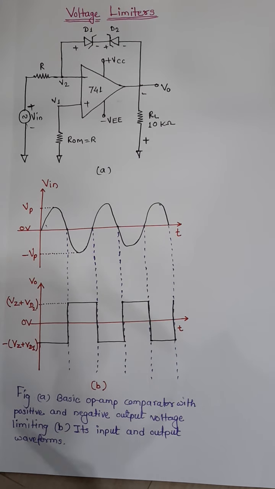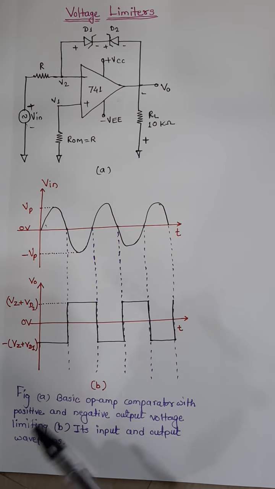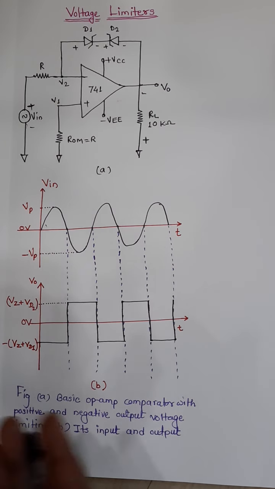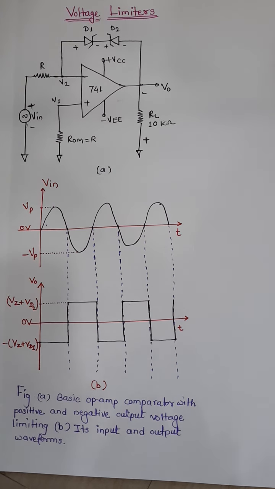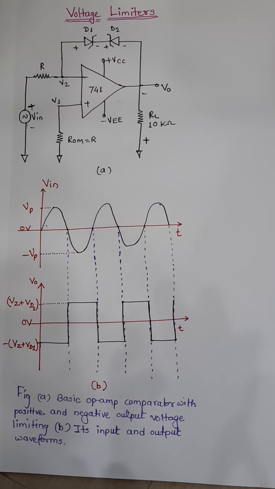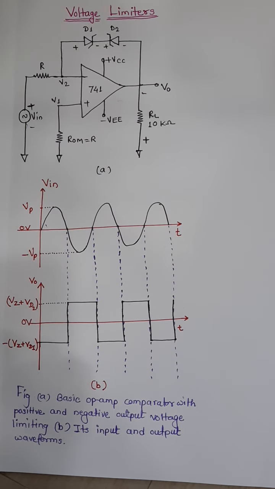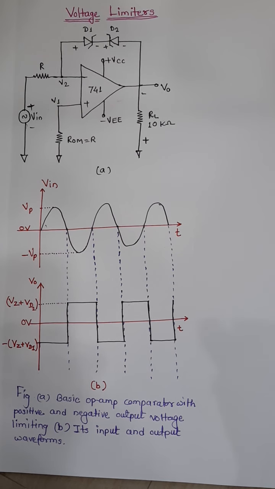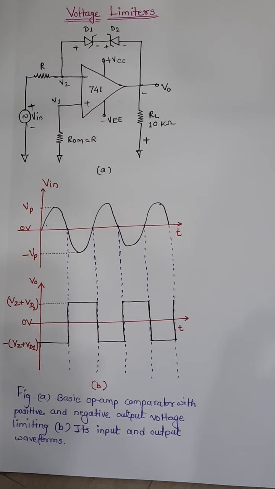Let us see how this circuit will act as a voltage limiter. What is meant by a voltage limiter is when we want to limit the output voltage in one of the directions, that is either in the positive direction or in the negative direction, or we can say in both the directions we want to control the output voltage. We don't want the op-amp to go into saturation, and we want some desired DC output voltage. In that case we can use the voltage limiter circuit.